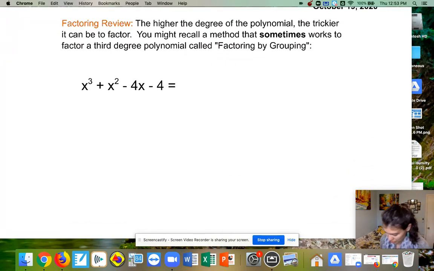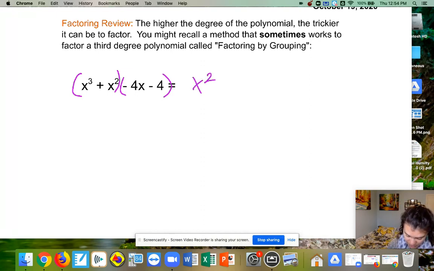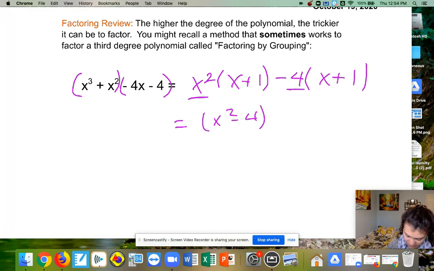Okay, so some more review, factoring by grouping. You can do factoring by grouping the first two and the last two together. Sometimes you change the order around, but not always. So then I can factor out an x squared from the first chunk to get x plus 1, and a negative 4 from the next chunk to get x plus 1. Take out these parts, and you'll get x squared minus 4 times x plus 1.